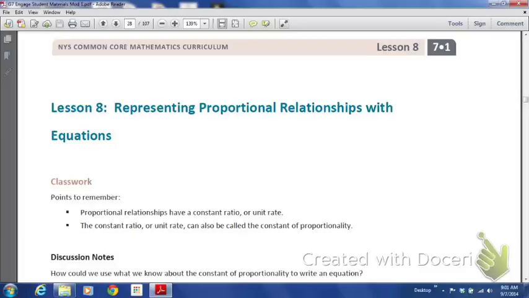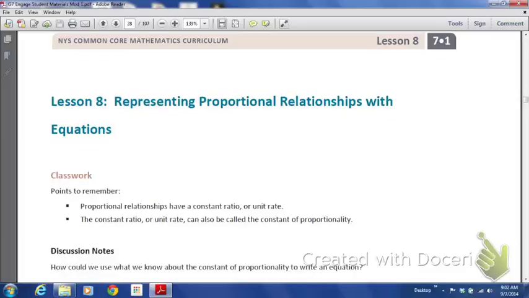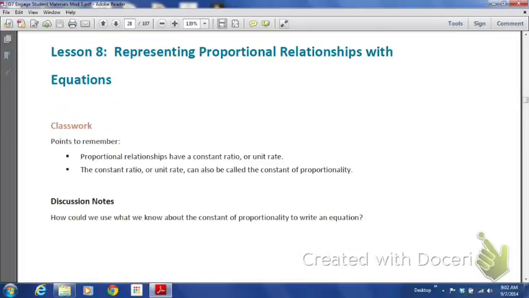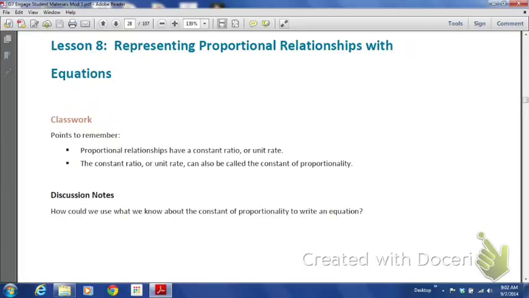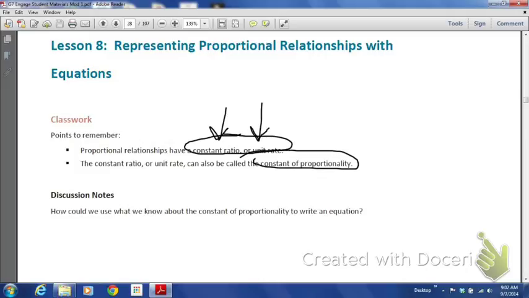Okay, I'll start off with a few points to remember here. You should have them on the page in front of you. Proportional relationships have a constant ratio, or what we call a unit rate. The constant ratio or unit rate can also be called the constant of proportionality. So constant ratio, unit rate, and constant of proportionality are all synonymous.